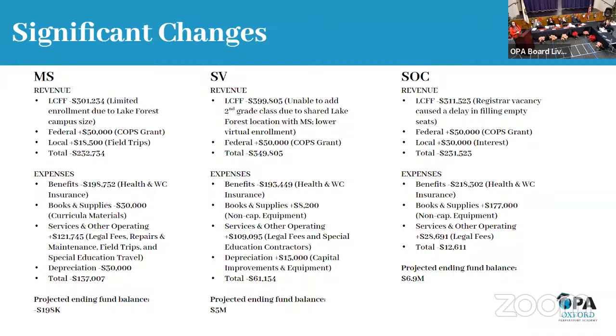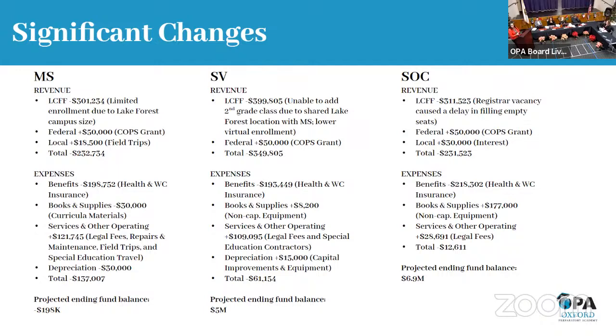For benefits across the board, budgeting conservatively, we budgeted that everybody would sign up to receive benefits here at OPA, and not everyone did. So we had savings there across all three campuses. We also had savings with our workers' comp insurance, saving us money across all three campuses. Because it's split with three campuses rather than two, our savings were a little bit higher in that area as well.